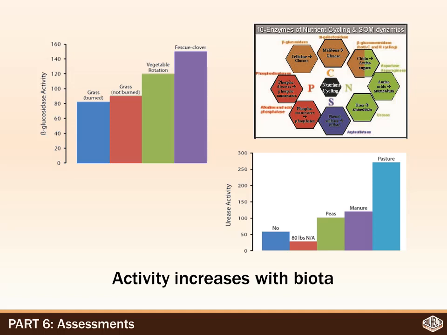The two bar graphs record the activity of two fundamental enzymes, beta-glucosidase and urease, and not surprisingly reflect the fact that activity of those two enzymes increases in production systems that foster the soil biota. It's interesting to note on the right in the urease chart that the addition of nitrogen, represented by the red bar, suppressed urease activity.